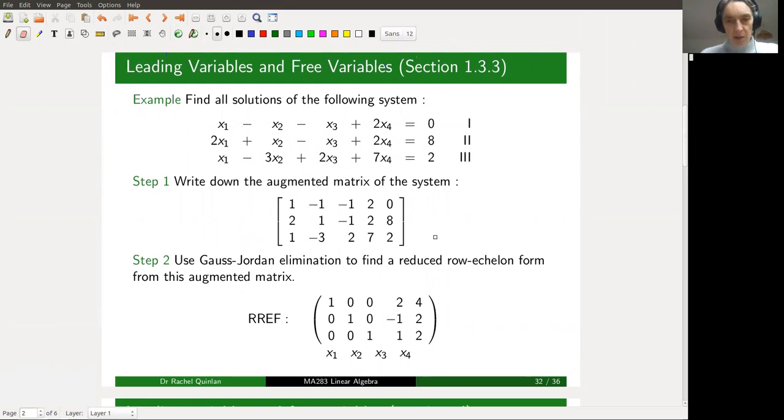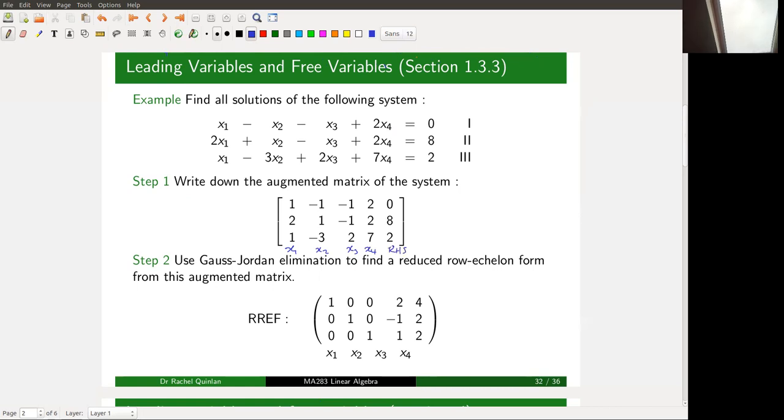And the first step, as usual, is to write down the augmented matrix of the system, and there it is. So in the first row, it has the coefficients 1, -1, -1, 2, 0 of the first equation, and so on. In the first column, it has the coefficients 1, 2, 1 of the variable x1 in all 3 equations. So as usual, the columns here correspond to the variables x1, x2, x3, x4, and to the right-hand side of the system.